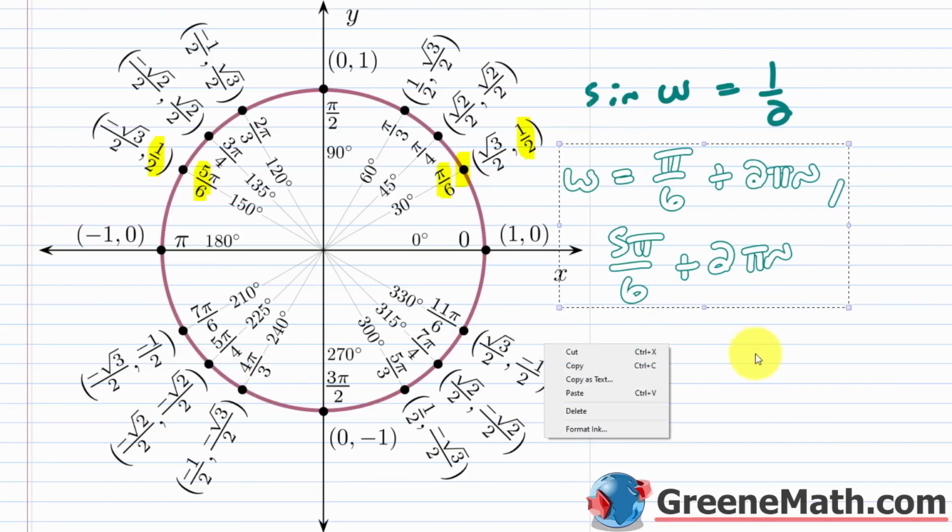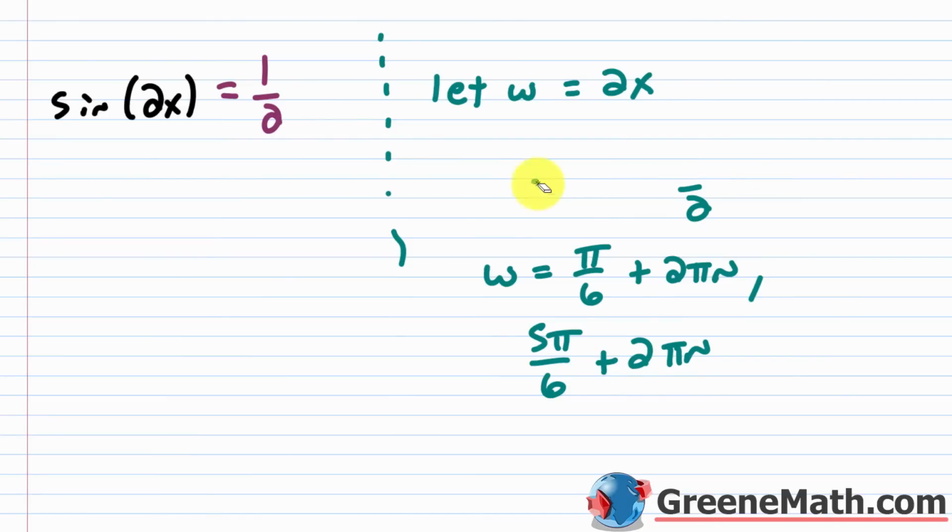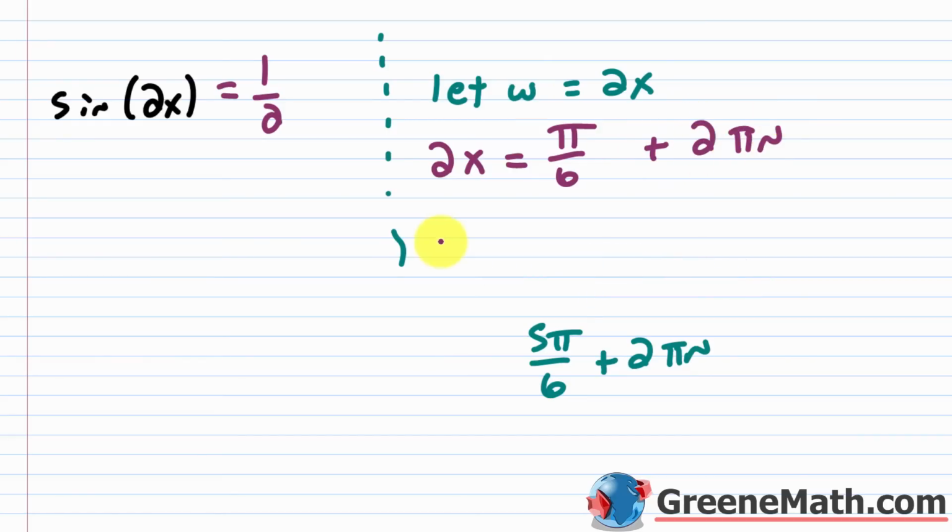So let's come back here. And now w is 2x. So all you have to do is go back and say, okay, well, 2x is equal to pi over 6 plus 2 pi n. The other one is 2x is equal to 5 pi over 6 plus 2 pi n.